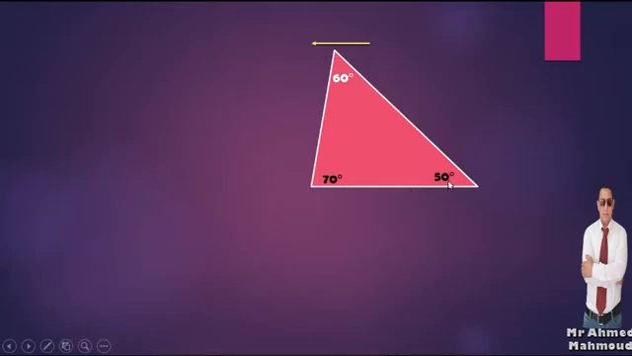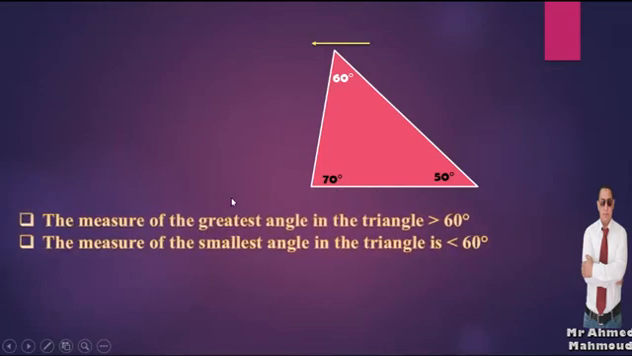We find that the smallest angle in the triangle is less than the ideal number, which is 60. It is smaller than 60, and the greatest angle is greater than the ideal number, which is 60. We can state this as follows. The measure of the greatest angle is greater than 60 in any triangle, and the measure of the smallest angle is smaller than 60. Let's start the questions of the lesson.